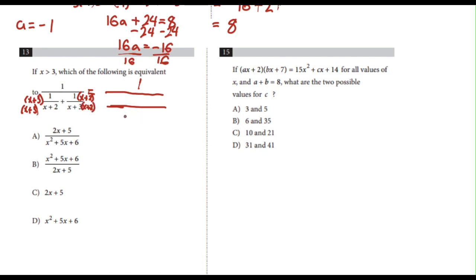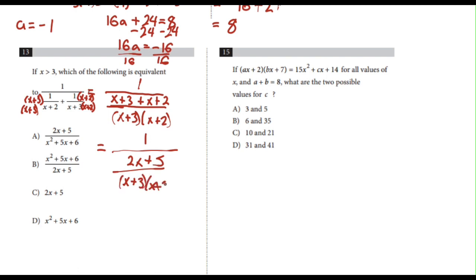That'll give us a common denominator of x plus 3 times x plus 2. On top, we're going to have x plus 3 plus x plus 2. Next, we're going to have 1 over. We can combine like terms. x plus x is 2x. 3 plus 2 is 5 over x plus 3 times x plus 2.